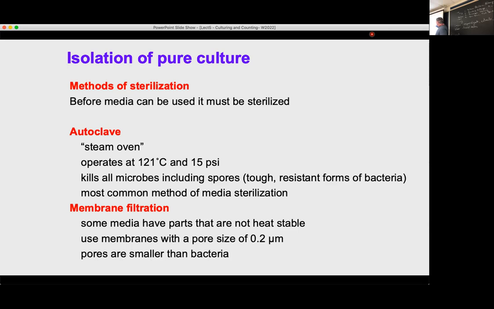I don't know why we always say 15 PSI and never say the thing in pascals, but it's always given as PSI. Anyway, it kills the microbes. That's the point there. The reason it kills the microbes is it not only gets to the high temperature, but it holds it at the high temperature, high pressure, so everything is killed. And it's that length of time that is killing the spores as well as bacteria.